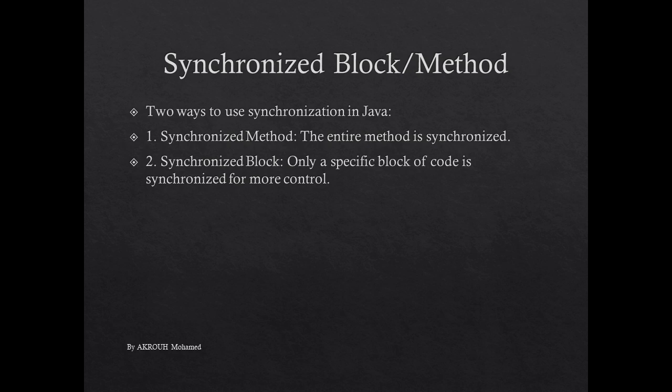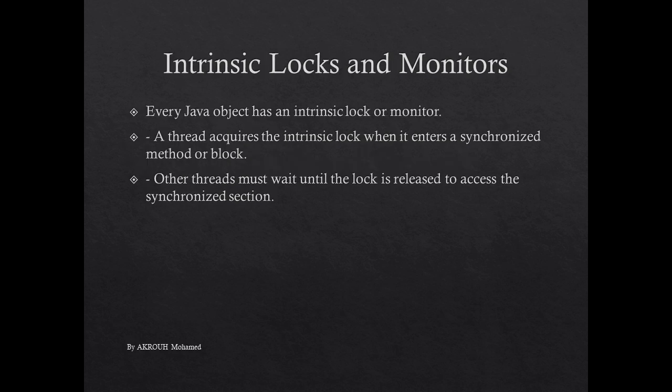There are two ways to use synchronization. Synchronized method. The entire method is synchronized, so the thread acquires the lock before executing the method. Synchronized block. Only a specific block of code is synchronized, providing more control over what needs to be thread-safe by restricting the synchronized section to just the critical parts of the code.